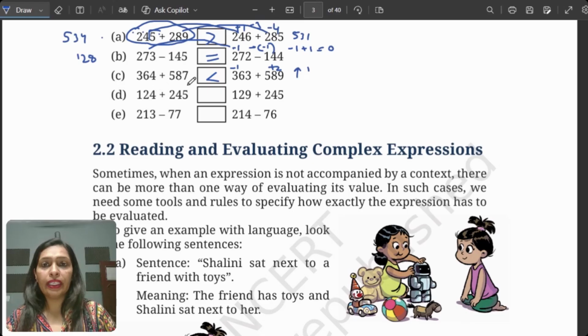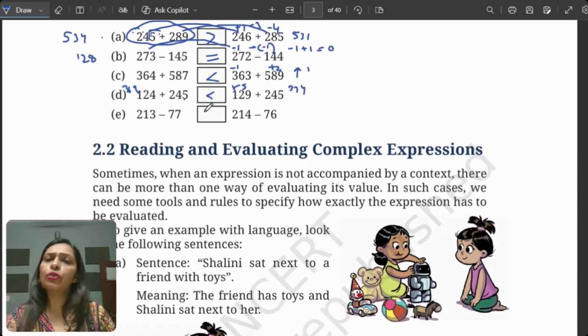124 plus 129, it is increased by 5, yes, and 245 is 245 only. So again, this number is going to be greater. So the answer to this is 369, and here the answer is 374. Anytime if you are getting any confusion, you want to check your answer, you can always do it with the traditional method. Lastly, 213 and 77.